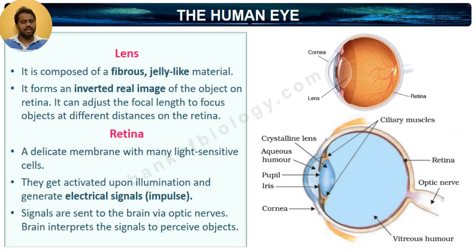What is the retina? Retina is the most important part of the human eye. It is a delicate membrane with many light sensitive cells. They get activated upon illumination and generate electrical signals or impulses. Signals are sent to the brain via the optic nerves. Brain interprets the signals to perceive objects.